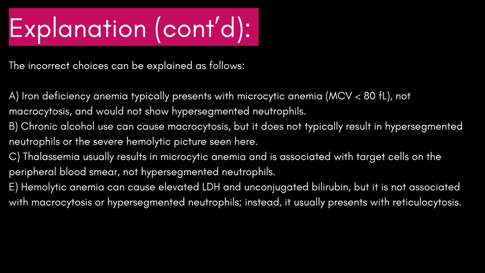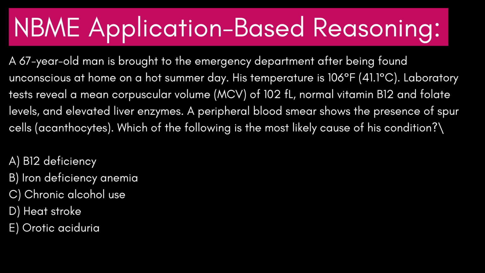All right, now that we have covered this question, let's move on to look at the next question. A 67-year-old man is brought to the emergency department after being found unconscious at home on a hot summer day. His temperature is 106 degrees Fahrenheit, 41.1 degrees Celsius. Laboratory tests reveal a mean corpuscular volume (MCV) of 102 femtoliters, normal vitamin B12 (cobalamin) and B9 (folate) levels, and elevated liver enzymes. A peripheral blood smear shows the presence of spur cells, acanthocytes. Which of the following is the most likely cause of his condition?